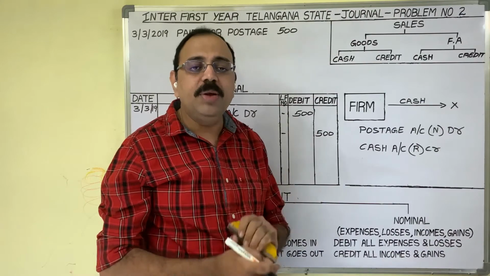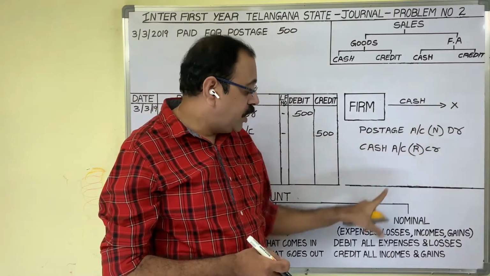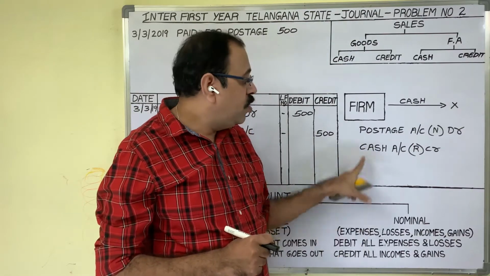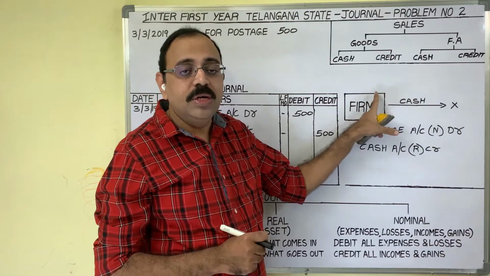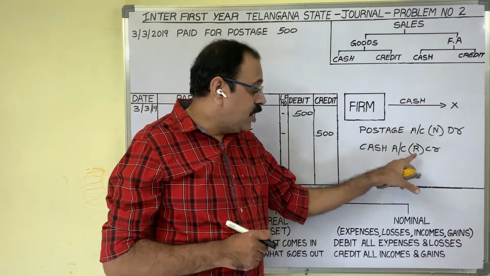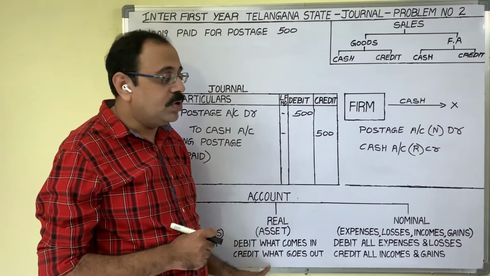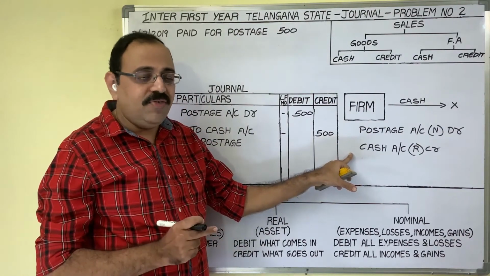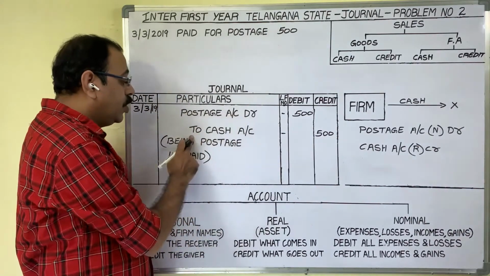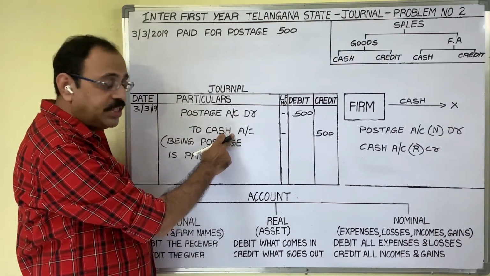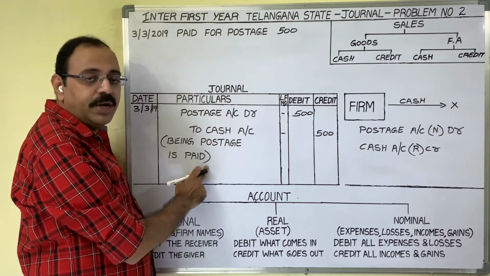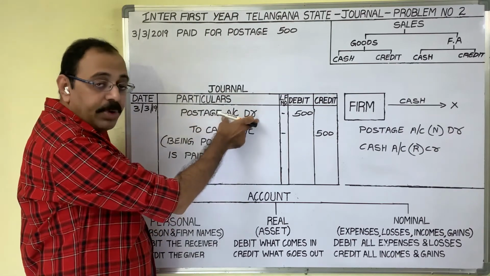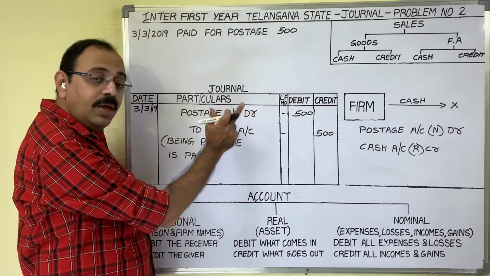Then apply the double entry principles. For nominal account, the principle is debit all expenses and losses, credit all incomes and gains. Postage is an expenditure to the firm, debit it. Real account rule: debit what comes in, credit what goes out. Cash is going from the firm, credit cash account. Then the final entry is postage account debit to cash account. Narration being postage is paid. So in case of expenditure, the expenditure name should be debited and the cash account should be credited.